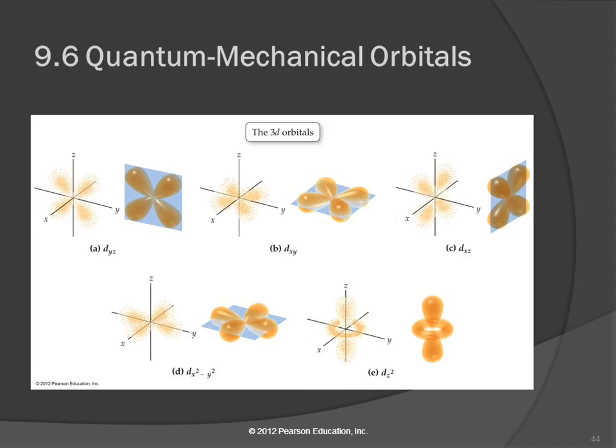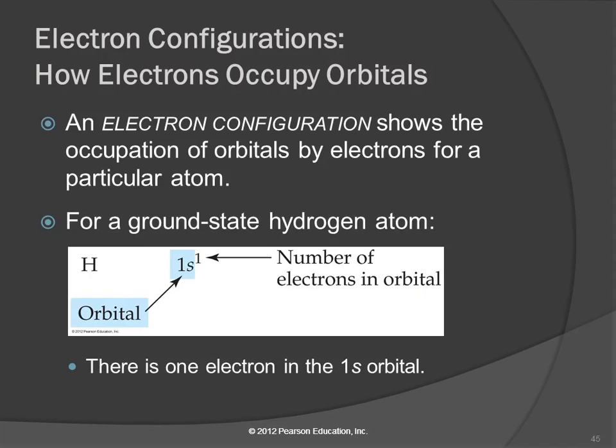And yes, those are just ridiculously looking things. But when you discover stuff, you don't get to choose how nature is. You just describe what you find, and that's what they found. I show you that more just for your information. I'm not going to test you on the shapes of the d orbitals.